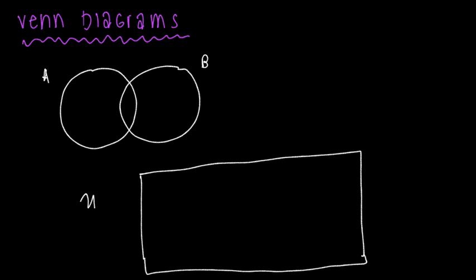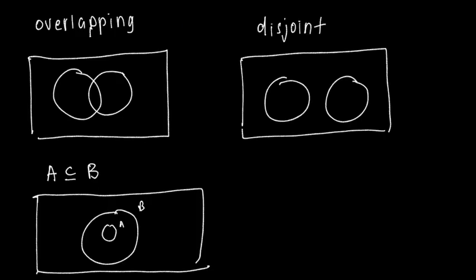The universal set U over here is shown with a big rectangle, and you can draw all your other sets inside it. Here we just have some examples of types of sets as they would look in a Venn diagram. I really like Venn diagrams because they make everything really visual and intuitive.